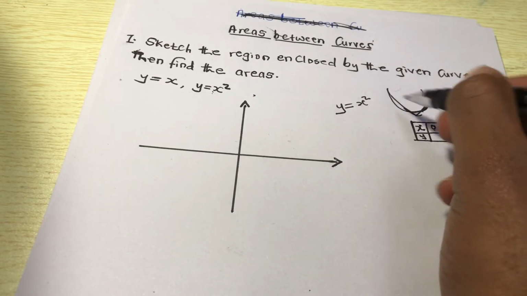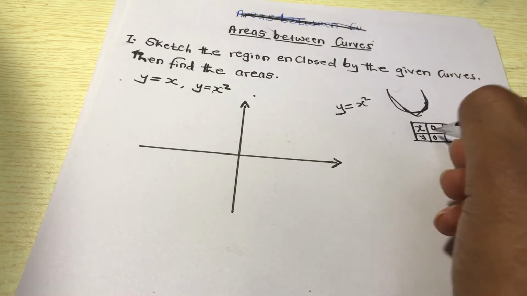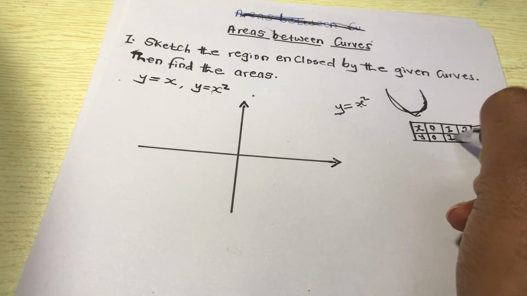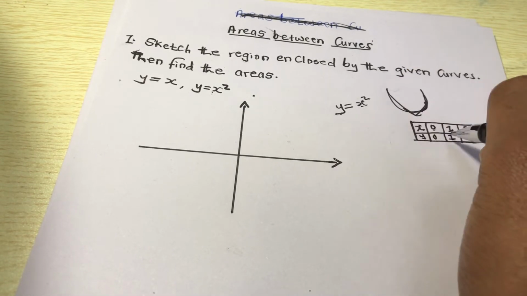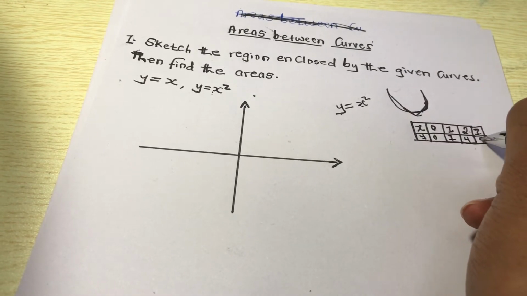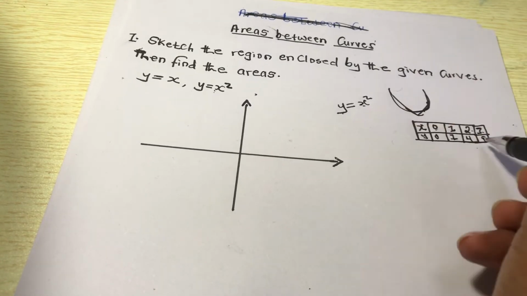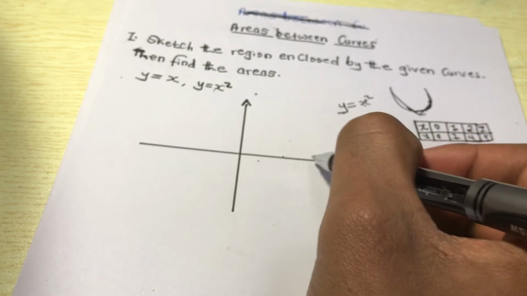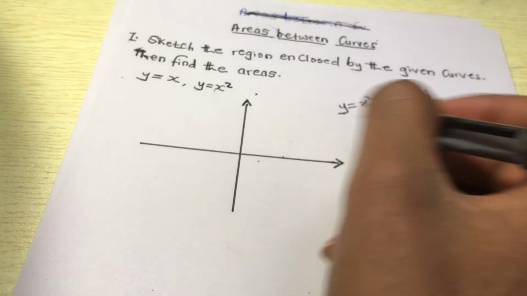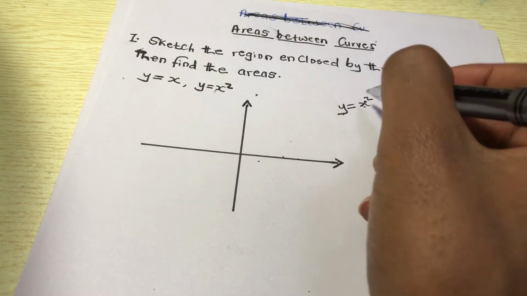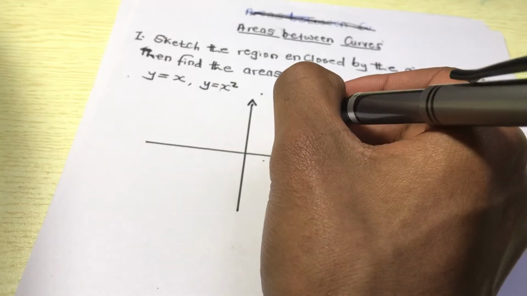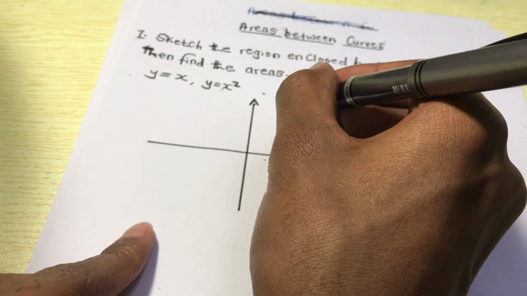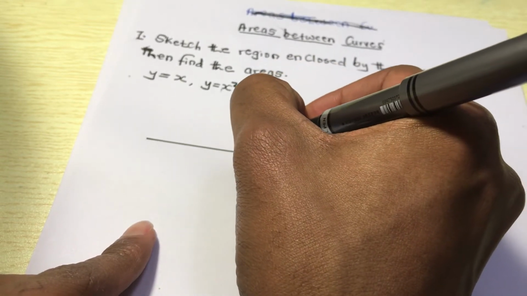So if you use 0 for x, y will be 0. If you use 1 for x, y will be 1, because 1 squared is 1. Then it will be 4, it will be 9. Then you can continue up to that. For these figures, you can sketch in here. If you use 1, 2, 3, whatever number that you want, then plot this graph. You will see y is equal to x squared will be a curved line here. So we need to sketch that curved line here.